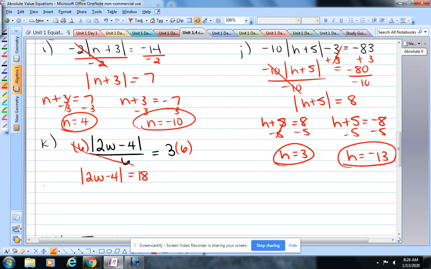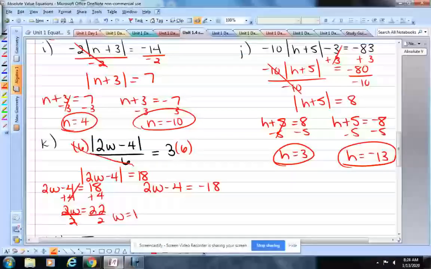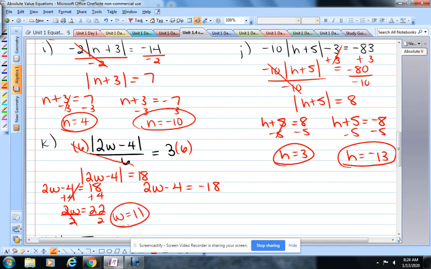Two equations. So 2w minus 4 equals 18, and 2w minus 4 equals negative 18. All right, how do I solve for w? Add 4. What's 18 plus 4? 2w equals 22, and then I divide by 2. W equals 11.